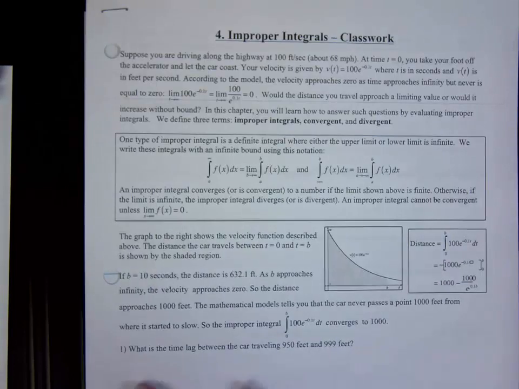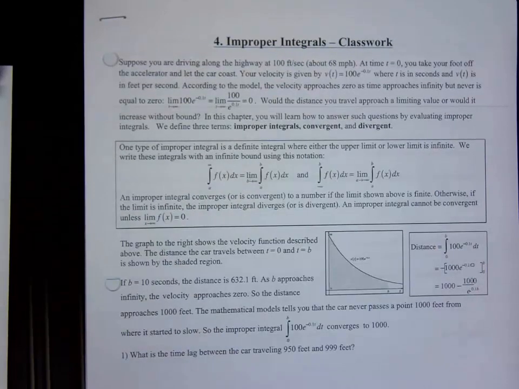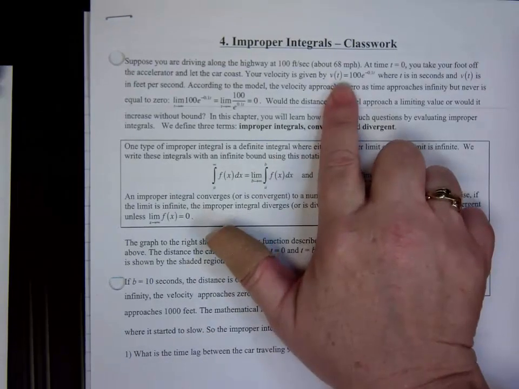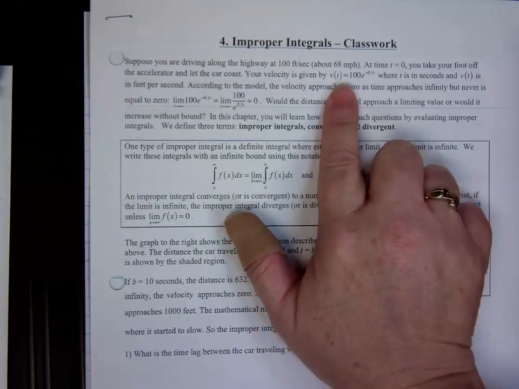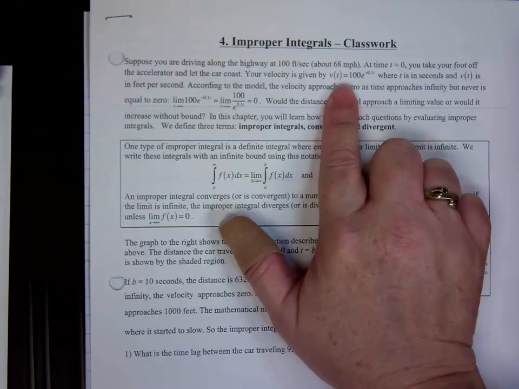So let's start out by reading the scenario right here. Suppose you were driving along the highway at 100 feet per second, which is approximately 68 miles an hour. At time t equals 0, you take your foot off the accelerator and let the car coast, and assume that the road is flat. Your velocity is given by this function: v of t equals 100 e to the negative 0.1t, where t is in seconds and v of t is in feet per second. So it is slowing down.